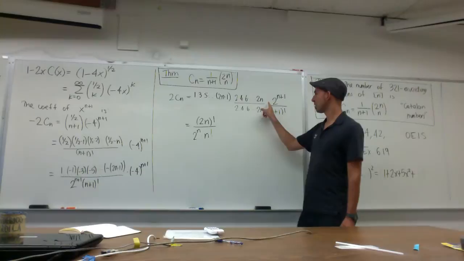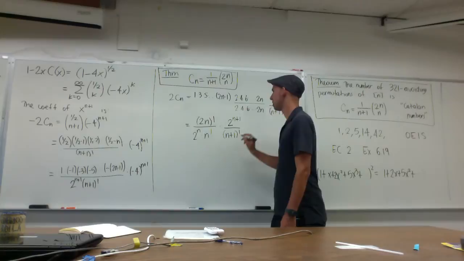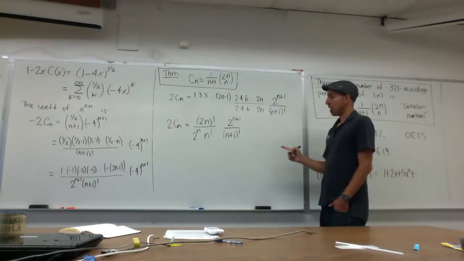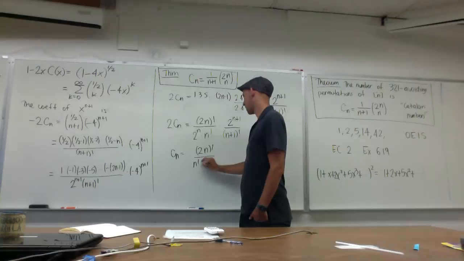And so I took this thing, and I have this, and then 2 to the n plus 1 over n plus 1 factorial. This is 2 times the Catalan number. Okay, so we're getting closer. Now we see 2 to the n plus 1 over 2 to the n is 2, which is this 2. So what we get is that Cn is equal to 2n factorial over n factorial n plus 1 factorial. This must be the right thing.